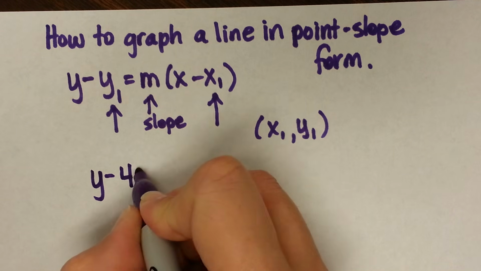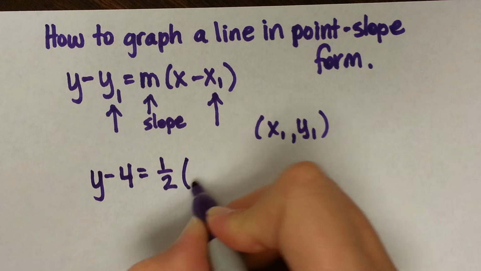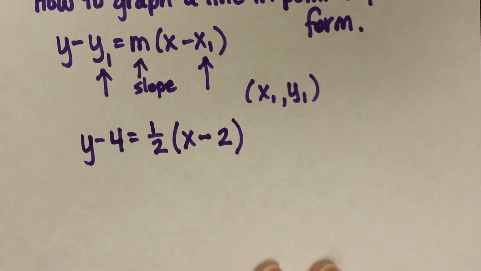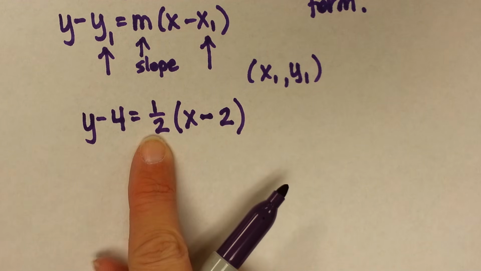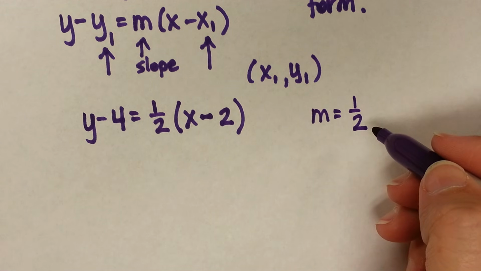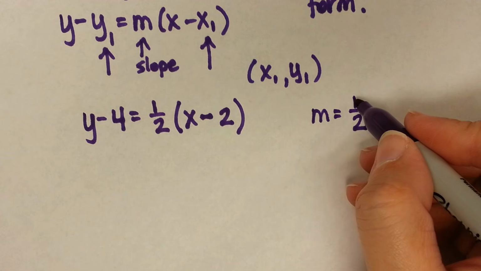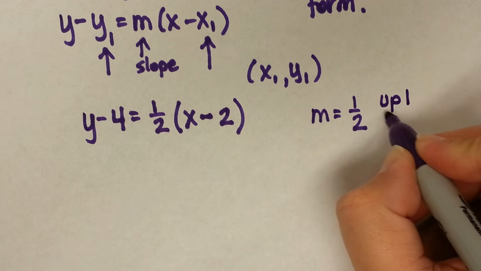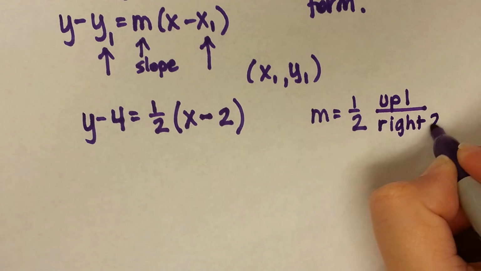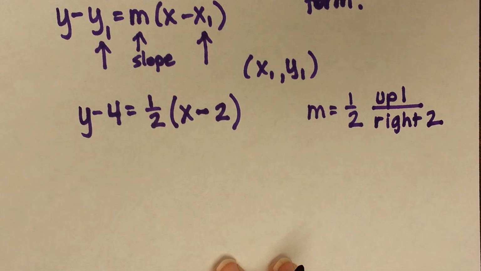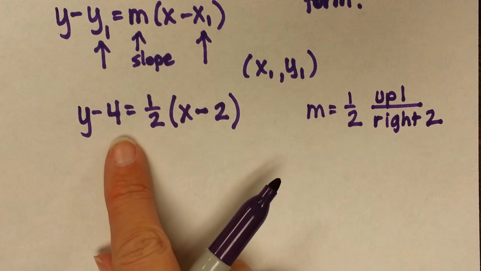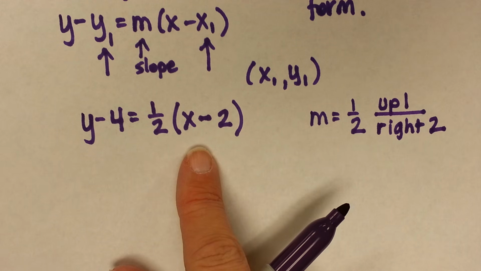If we have y minus 4 equals 1/2, open parentheses, x minus 2. Let's see what we're given. Here, we're given a slope of 1/2. Remember, the slope gives us directions to get several points on our line. The top number is positive, so it's telling us to go up 1. The bottom number is positive, so it's telling us to go to the right 2. So once we have a point, we should be able to move up 1, right 2, and find more points on our line. The good thing about point-slope form is it gives us a point to start with.